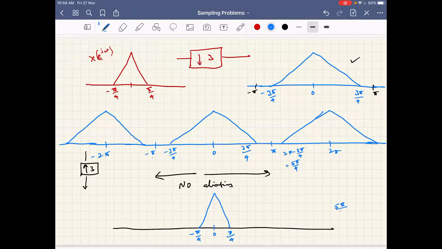5 pi by 12 is close to how much? Okay, this is pi by 4. So this is pi. Pi will come at pi by 3. Previously which was there at pi, now comes at pi by 3. And equidistant from that will come 5 pi by 12. Okay, fine.